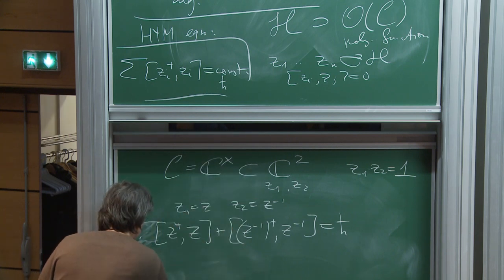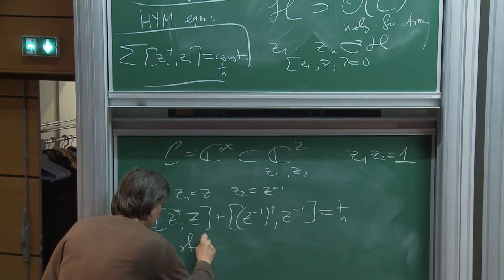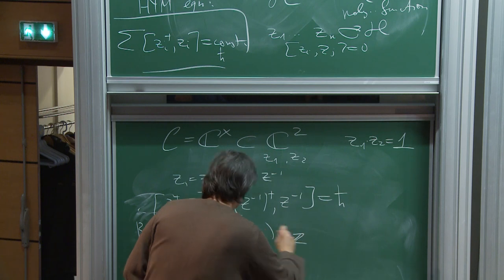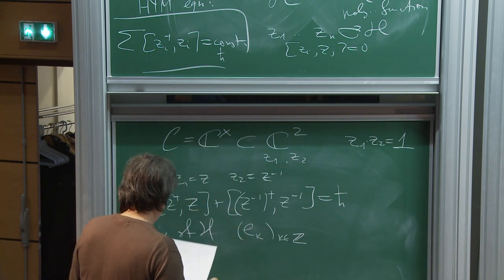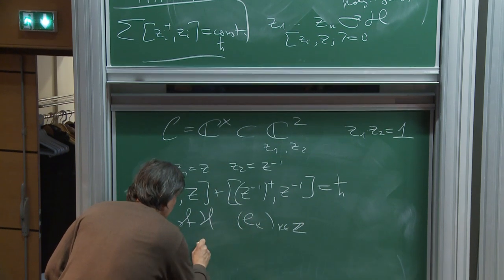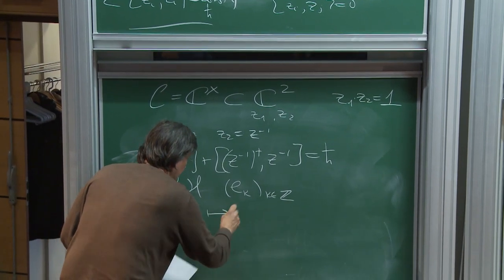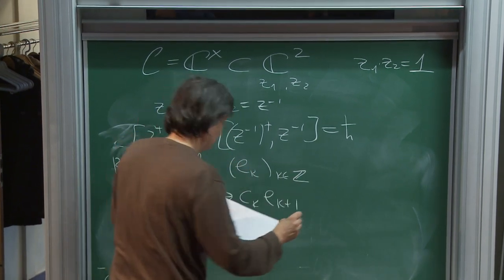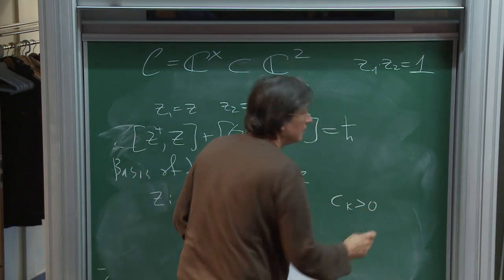So the basis of H will be some vectors e_k, where k is an integer. It will be a unitary basis. And the operator z will go from e_k to some constant c_k times e_{k+1}, where c_k is a positive number.